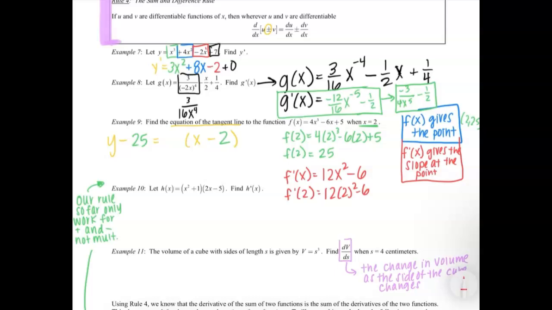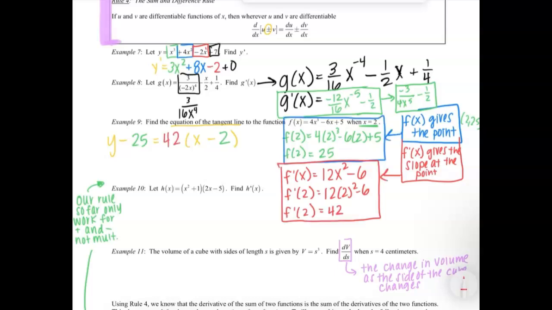Go ahead and solve that out. Alright, you get a slope of 42. So this is the point and the slope for this tangent line.